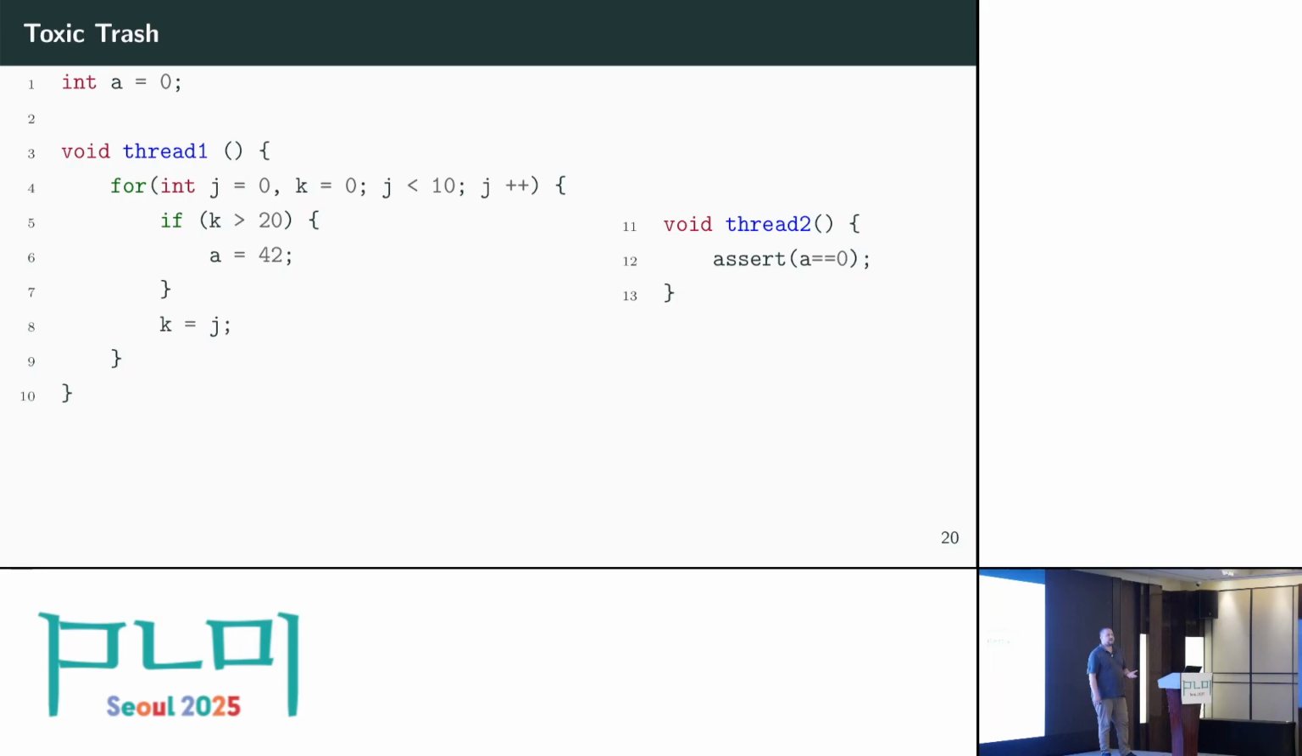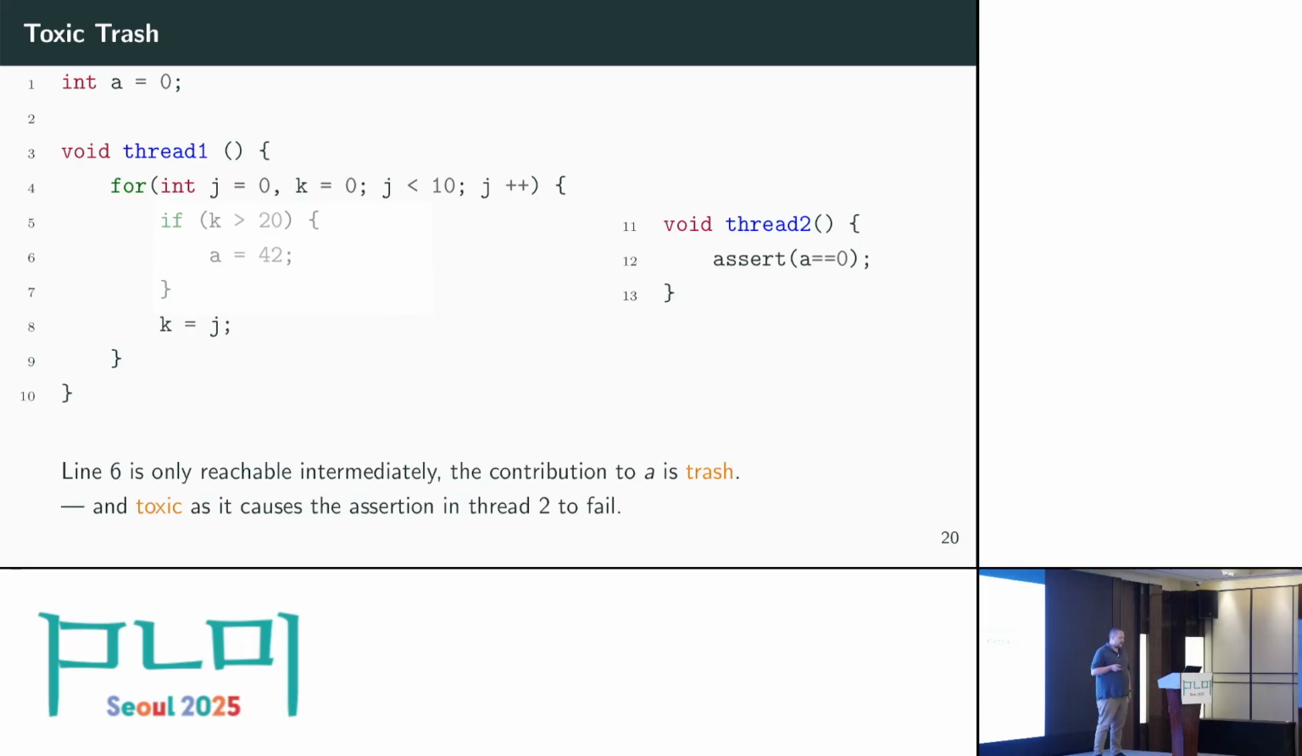And here the problem is that while we are locally iterating and trying to find a solution, we do widening of this loop. So at some point we will consider this contribution of 42 to this global A. However, later on we will find that this line 6 is actually not reachable. So the contribution that we have recorded for A is trash because we would not need it. And it's not just trash, but it's also toxic trash because it causes an assertion that we were interested in in this thread 2 to now fail.